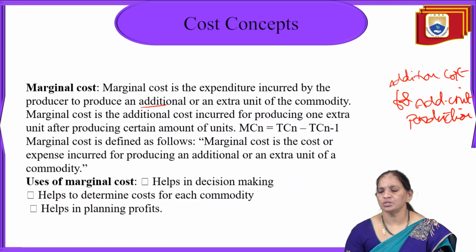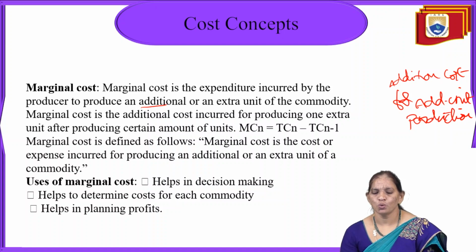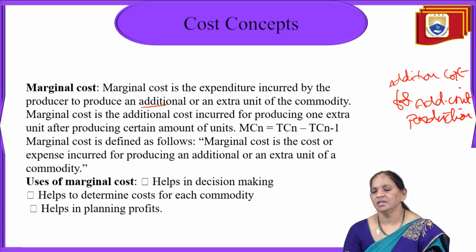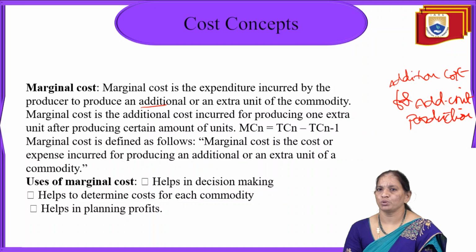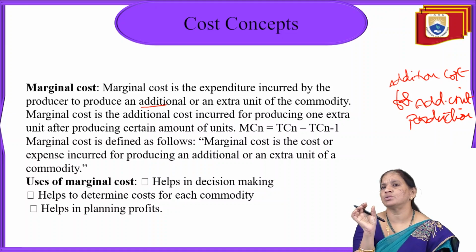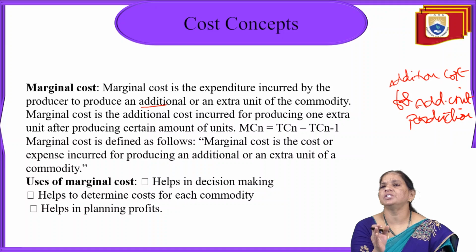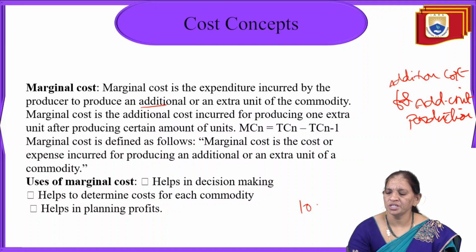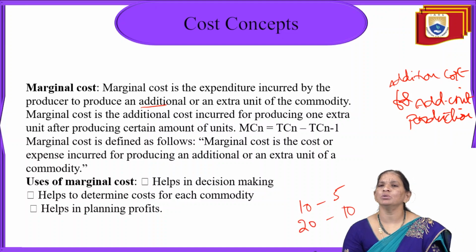So for this marginal cost, we can say that the marginal cost of production is TCn minus TCn-1, which is defined as the cost or expenses incurred for producing an additional or extra unit of a commodity. When I want to know the per unit cost or individual cost of a variable, like land, labor or other things, we can say that it is the additional unit involved in additional manufacture. For 10 units, 5 rupees. Next, 20 units, that is 10 rupees. So easily we are able to identify it.